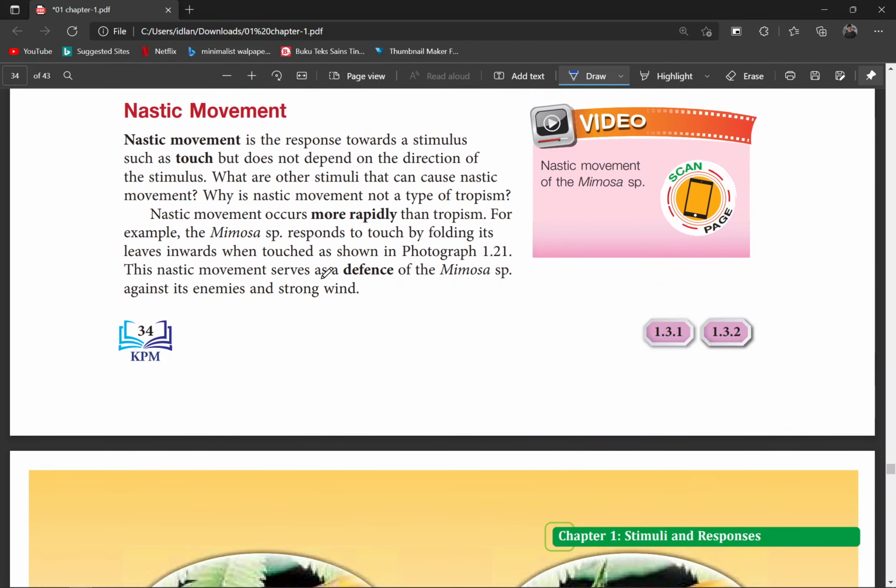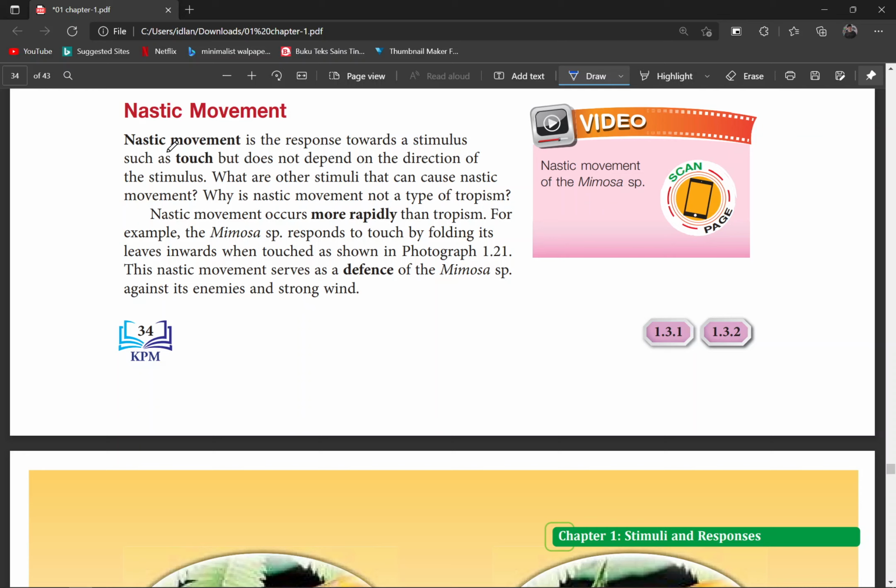Second, selain itu, kita ada nastic movement. Okay, nastic movement ni bukan tropism. Ni kita dah pergi kepada part lain. Bukan tropism mana lagi dah, tak ada. Okay, nastic movement ni responds towards a stimulus but doesn't depend on the direction of the stimulus.